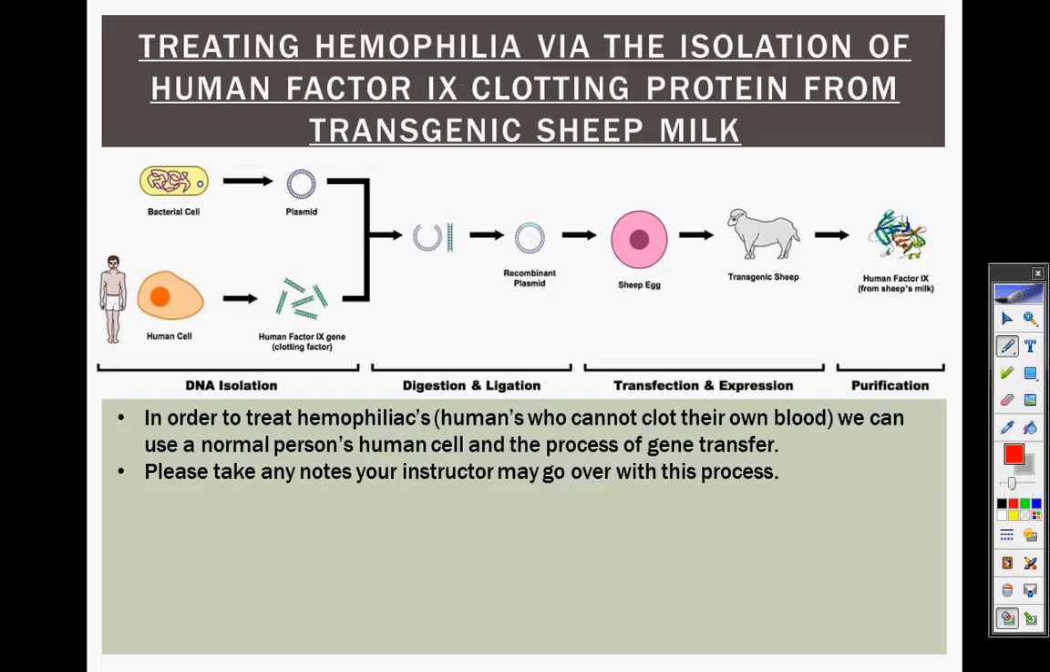All right. So this is what it looks like. If I'm a hemophiliac, what's a hemophiliac? Humans who cannot clot their own blood, they just keep bleeding. So if we're going to treat a hemophiliac via the isolation of the human factor 9 clotting protein from transgenic sheep milk, we're going to have our human cell, and then we find the human factor 9 gene, the clotting factor. We're lacking in that.